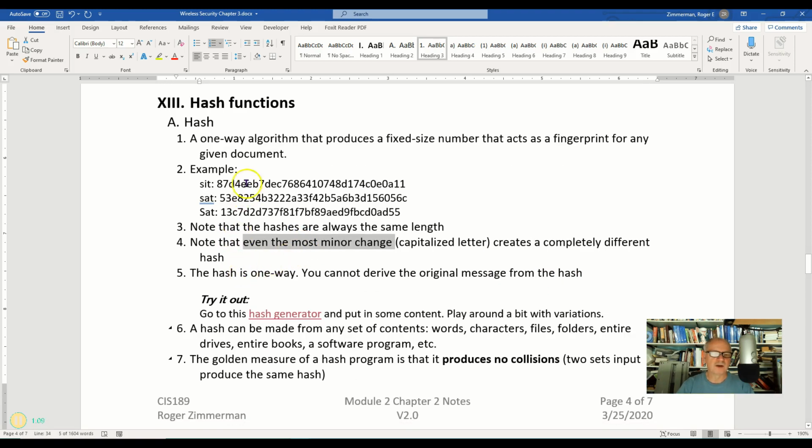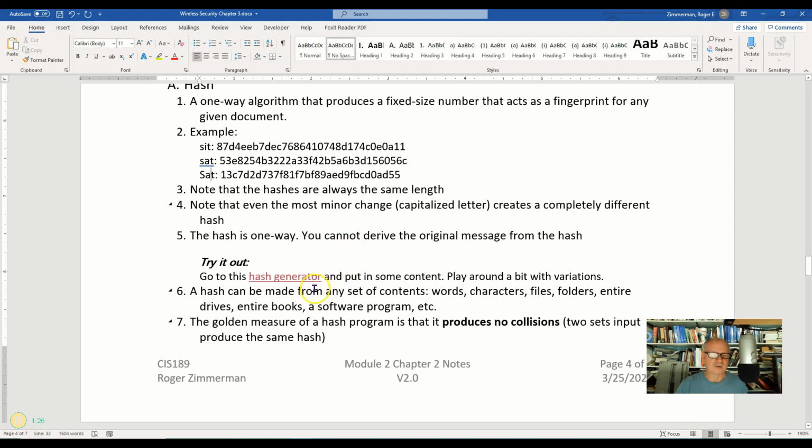It's also a one-way algorithm, which means that you cannot derive the word from the hash. There is no mathematical solution to going from here to get back to this. It's a one-way math problem.